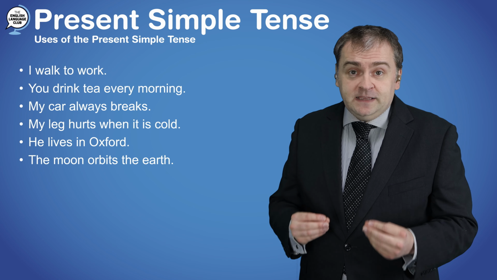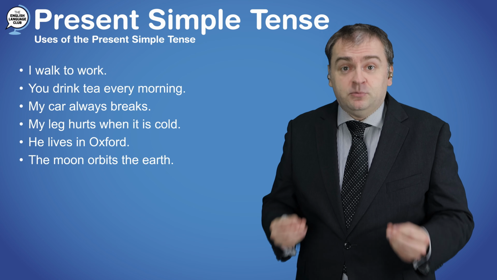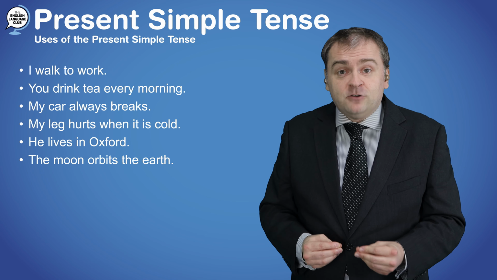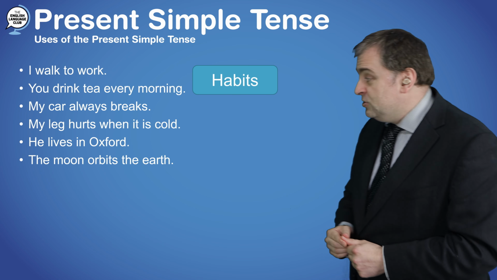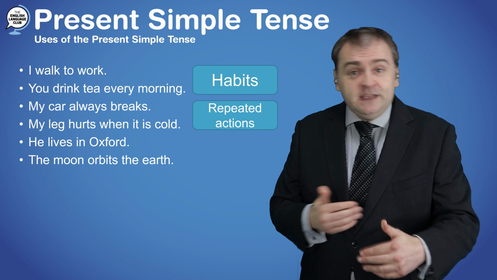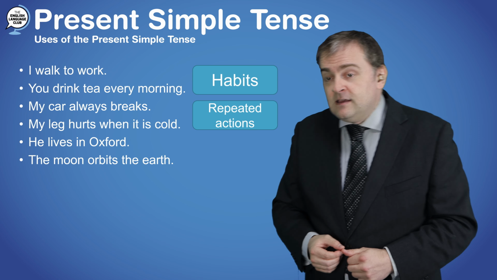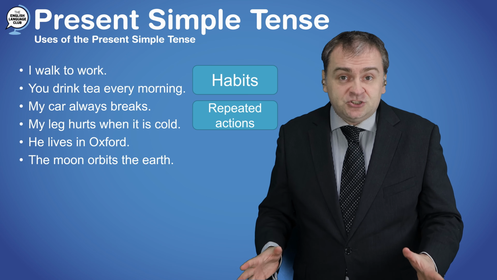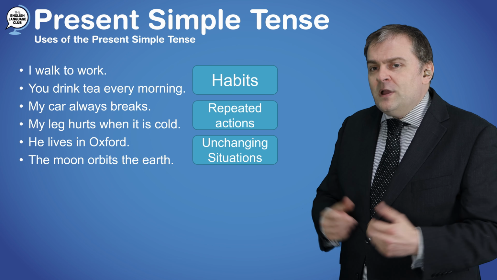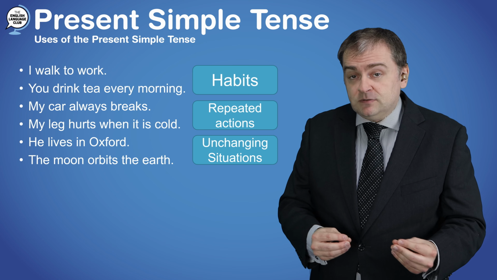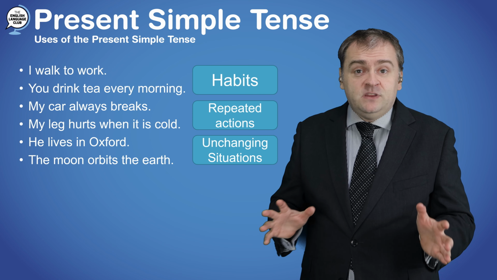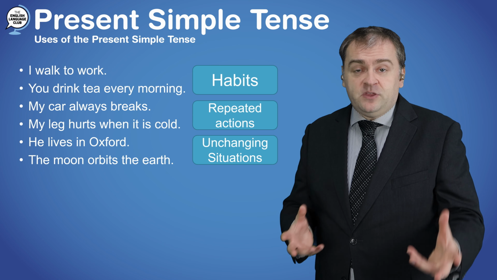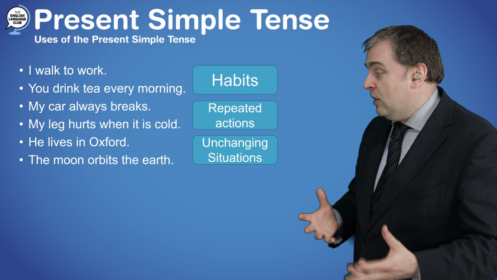There are a few ways that we use the present simple tense. The first two examples here are talking about habits. The second two are talking about repeated actions. And the last two are for general truths that never change. When the type of action is simple, we're not saying anything about when the action starts or finishes. So we use it to talk about things that happen regularly or are always true.